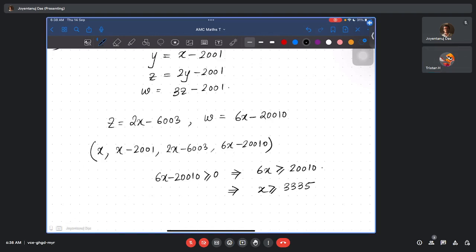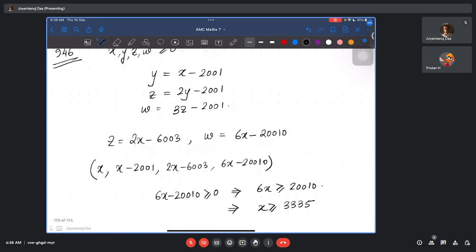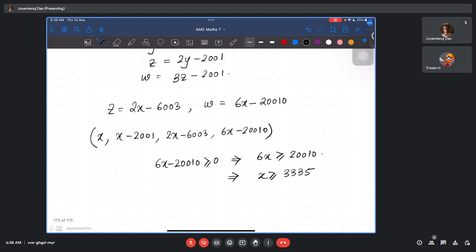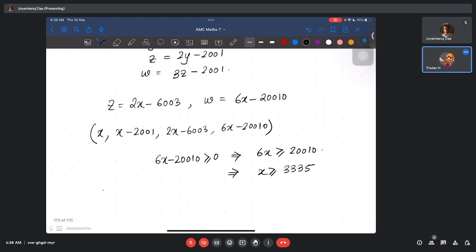Okay. So is it divisible by 6? Yes, it's divisible by 6. So this is what they're asking: the smallest possible value of x. So the smallest possible would be 3335.